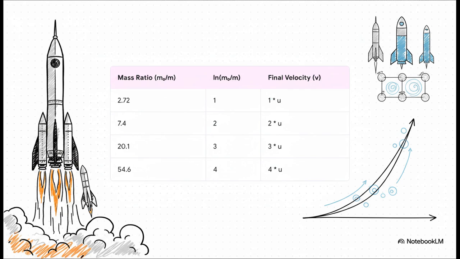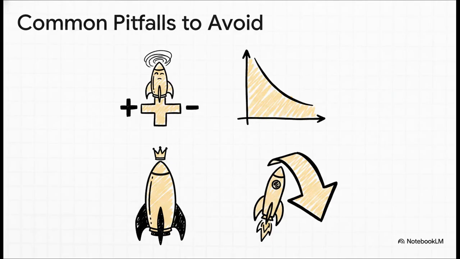Look at this. To get a final velocity that's equal to your exhaust velocity, you need a mass ratio of about 2.7. That means 63% of your rocket has to be fuel. Okay, but to get twice your exhaust velocity, now you need a mass ratio of 7.4. Suddenly, 86% of your rocket is fuel. And to get 4 times the exhaust velocity, you need a mass ratio of almost 55, which means over 98% of your rocket must be nothing but fuel. This is why rockets are these enormous, fragile structures that are basically just gigantic fuel tanks with a tiny little capsule on top.